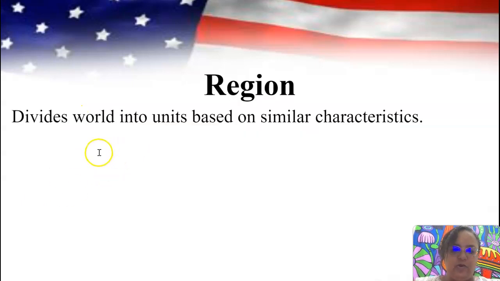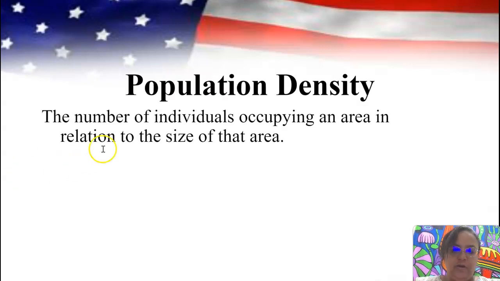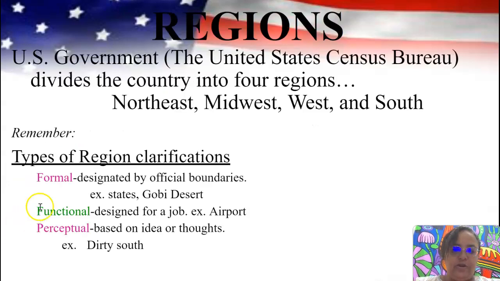Region, divides the world into units based on similar characteristics. Population density, the number of individuals occupying an area in relation to the size of that area. Regions: the U.S. government, the United States Census Bureau, divides the country into 4 regions: Northeast, Midwest, West, and South. Remember the types of region classifications.